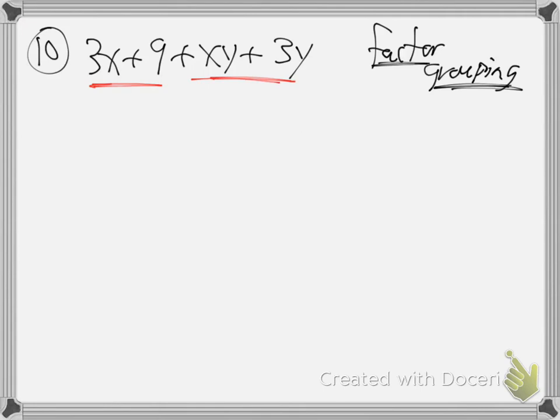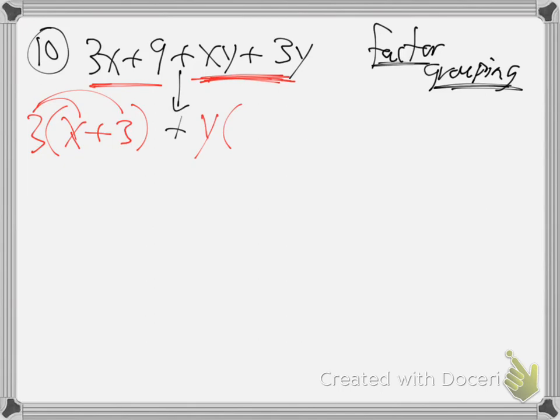What comes out of just those first two? What do they have in common? Yeah, 3, huh? Leaves. What goes inside? 3 times x, 3 times 3. Good so far? That's just the first two. Now, bring this plus sign down. He's important. That's in the middle. Now, do the last two. So what do these two, just those two, have in common? Y. Yeah, they both have a y, don't they?